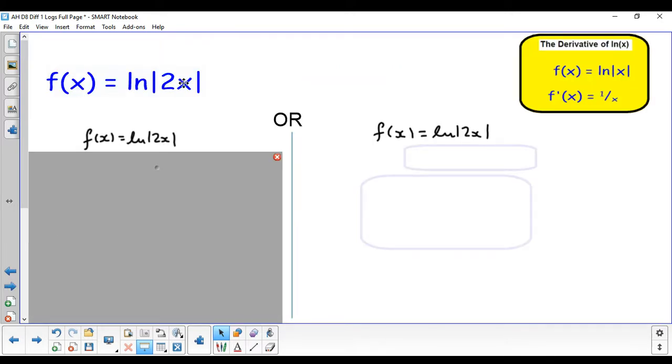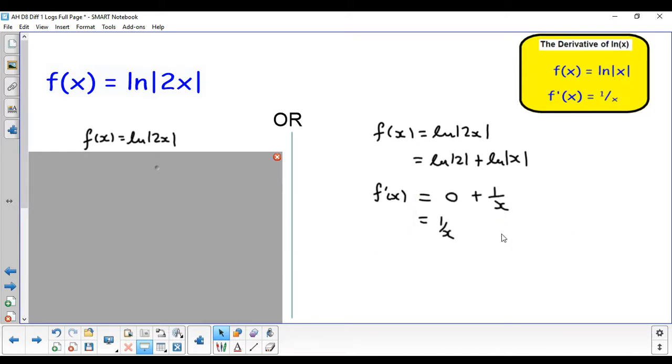So let's look at two ways to do log 2x. I will show you this way first because it's my least favourite way, just to finish off with my favourite way. You could use the rule that when you multiply a and b, you can split it. So that could be written as log 2 plus log x. Now, log 2 is simply a number, so when you differentiate, you'll get 0, and you'll get 1 over x using the rule. So that means that you get 1 over x out.